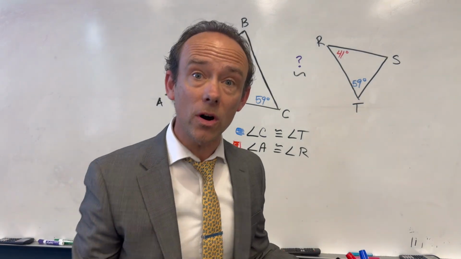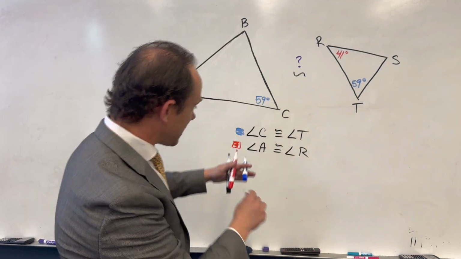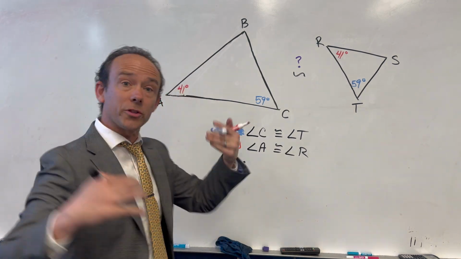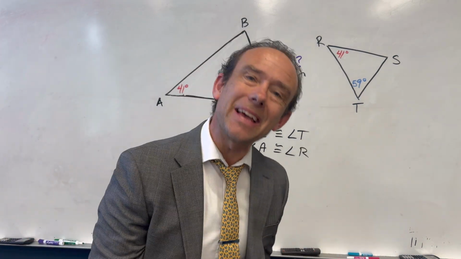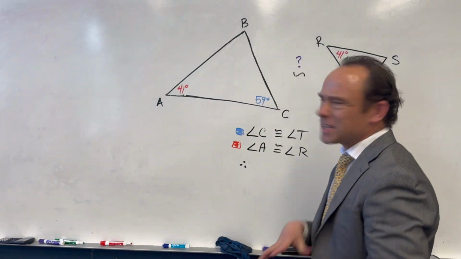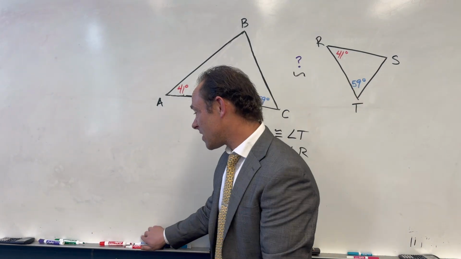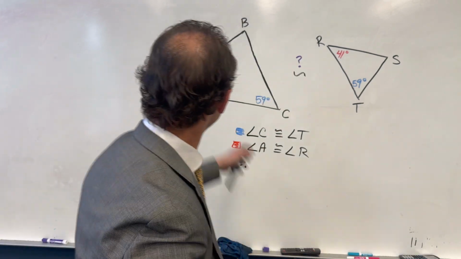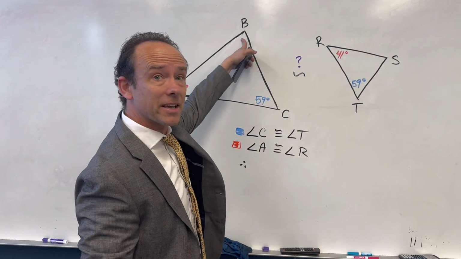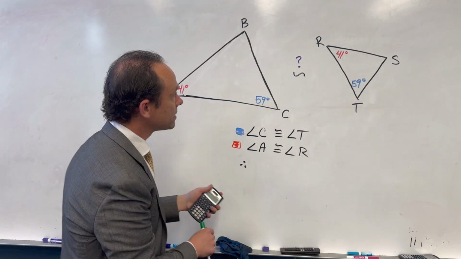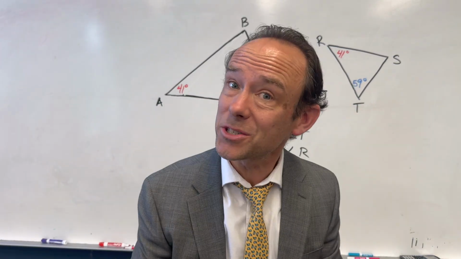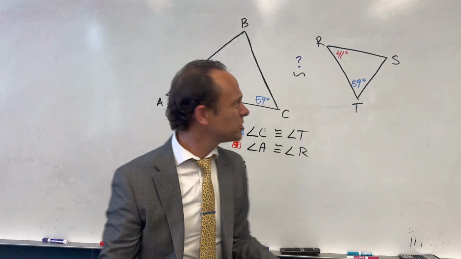So therefore, we know that the two triangles have to be the same by angle. And the reason we can do that is because if you think about it, the triangle has to add to 180. This angle plus that angle has to be 180. And same here. All triangles, it's kind of amazing, they all have to add up to 180.